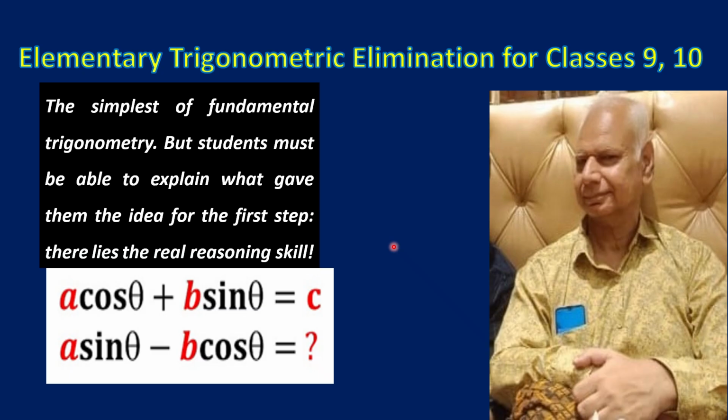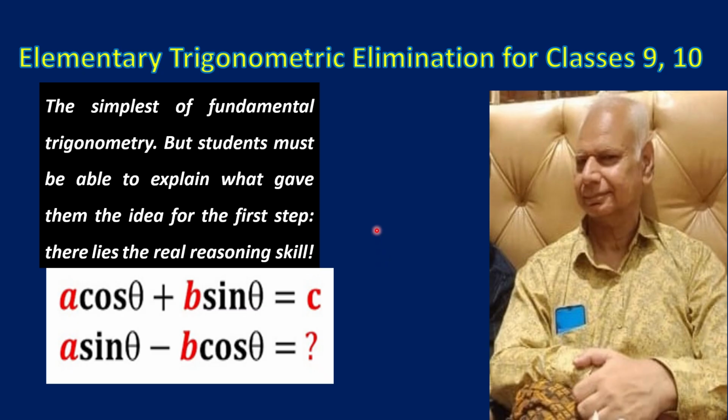If the student can explain the first step, not doing the first step, but why did they do that step, the why part. If they can answer the why part, you can be sure their reasoning skill is at the top and trigonometry is something very easy for them. They have understood the spirit of trigonometry and trigonometric relationships.